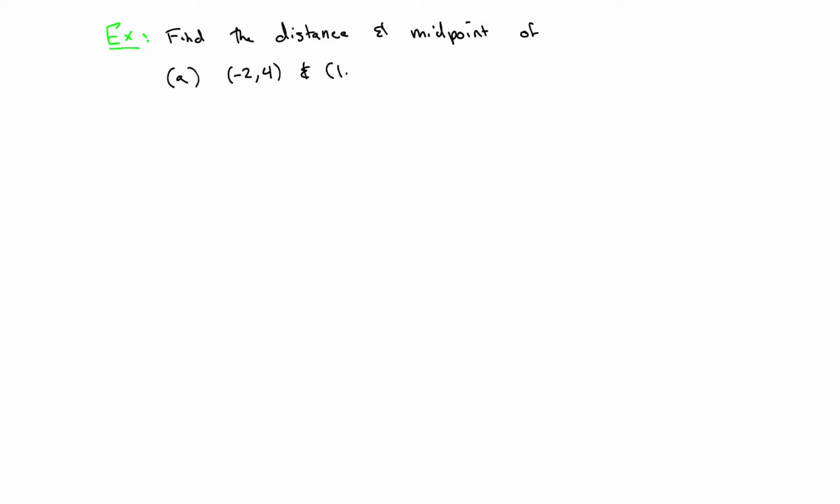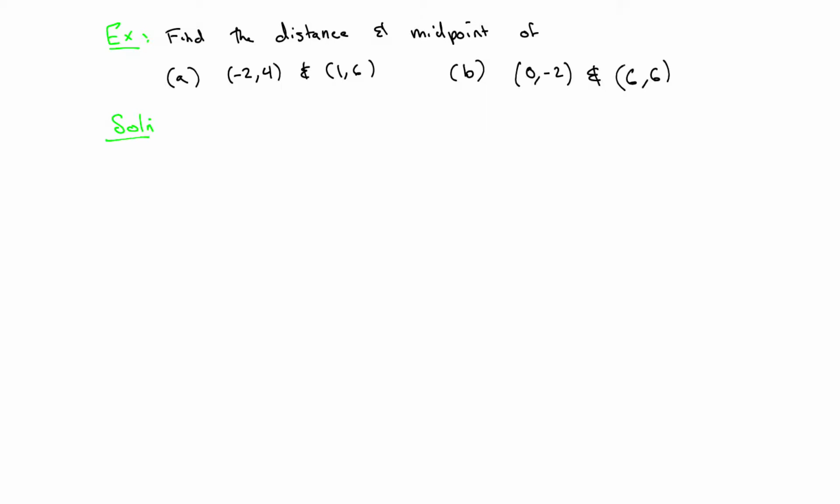So, example. Find the distance and midpoint of part A will be negative 2 comma 4 and 1 comma 6, and part B will be 0 comma negative 2 and 6 comma 6. That's right. All right. So let's go ahead and get started.